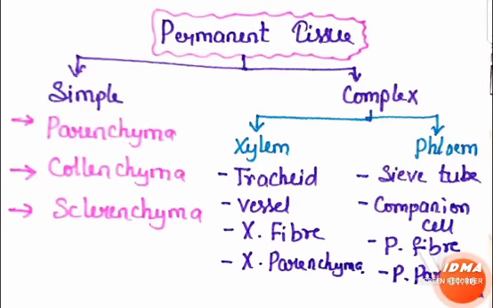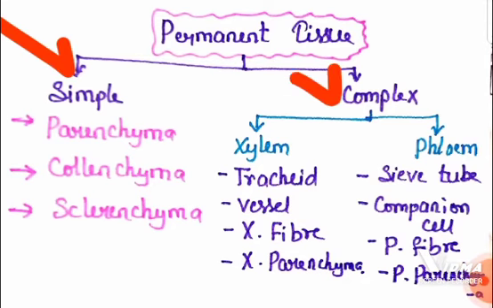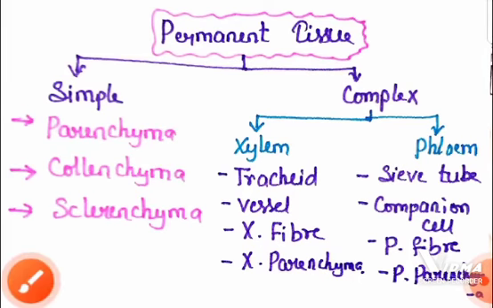Now permanent tissue means the cells of this tissue will not divide. It is of two types, simple and complex permanent tissue. Simple permanent tissue is of three types: parenchyma, collenchyma and sclerenchyma. Whereas complex permanent tissue is of two types, xylem and phloem.